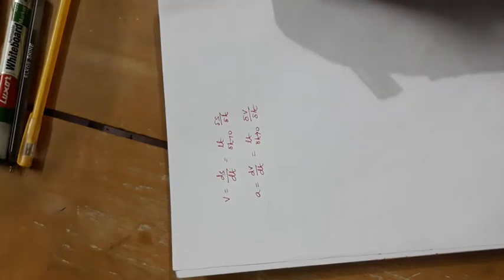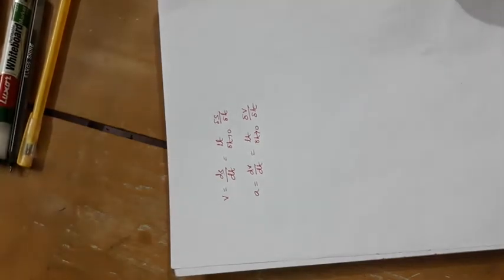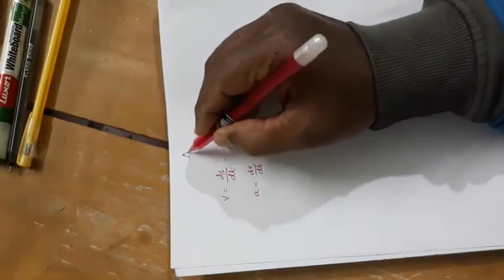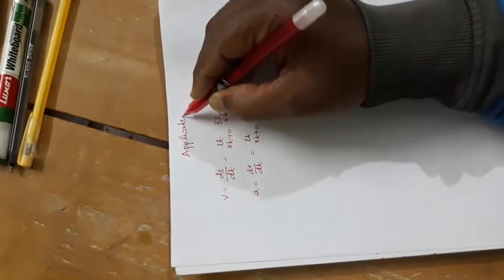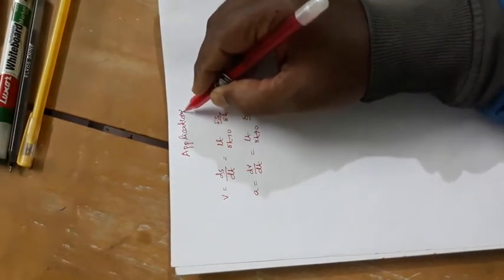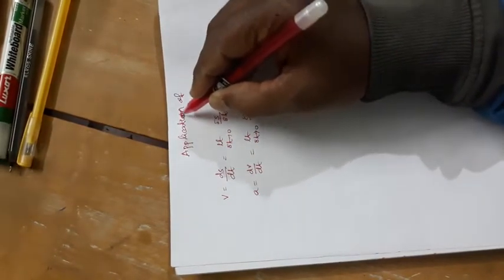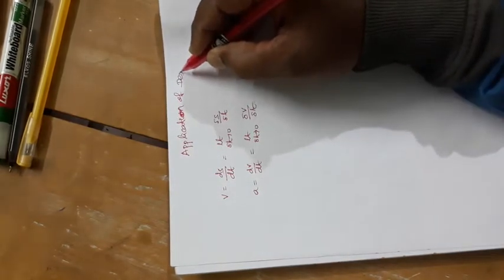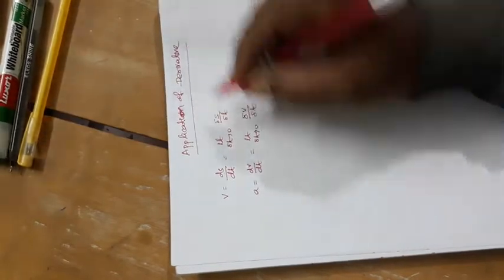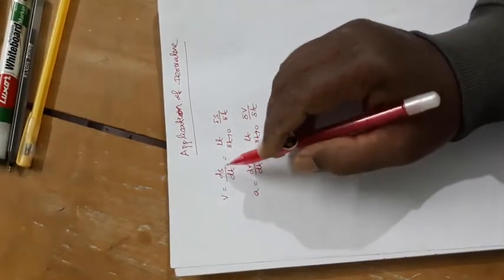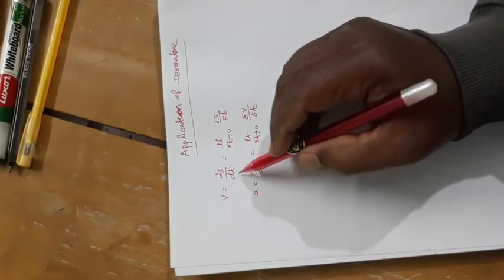My dear students, today I will teach you application of derivative, and in this chapter I will tell you application of derivative. Okay, and we know from the physics what is velocity. Velocity is ds by dt. What is ds by dt?